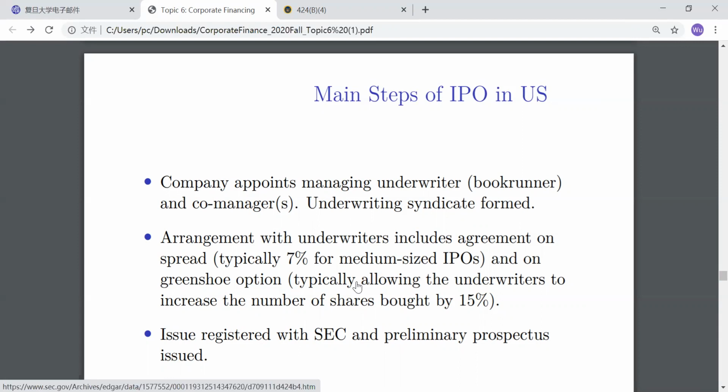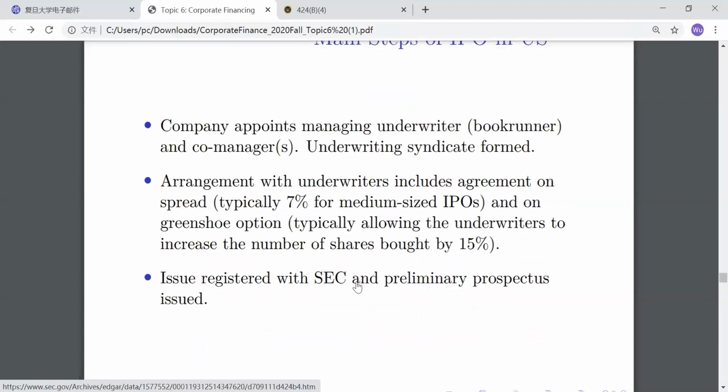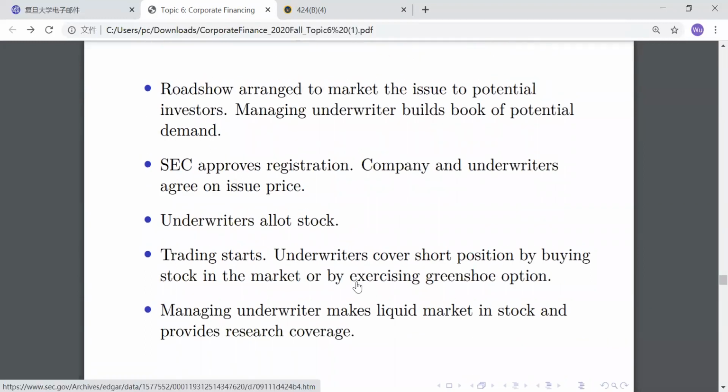And there's also an agreement on the greenshoe option. So this greenshoe option allows the underwriter to increase the number of shares bought by 15%, right? And you need to register the issue with the SEC, and you need to issue a preliminary prospectus. And after the prospectus is approved, you need to organize a roadshow. So a roadshow is like a public relations or advertising event where the manager and the underwriter need to build a book of potential demand. So basically, the investment banks need to know what the potential demand is for this company's stock, right? And what is the appropriate offer price they need to set, right?